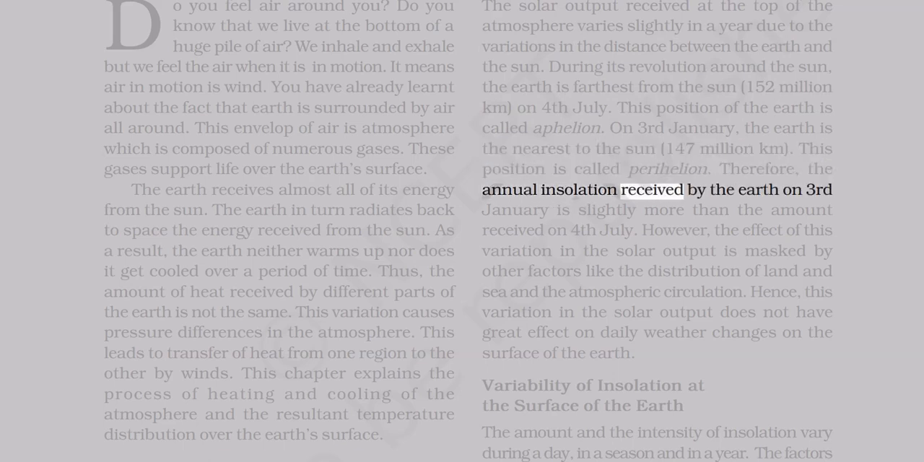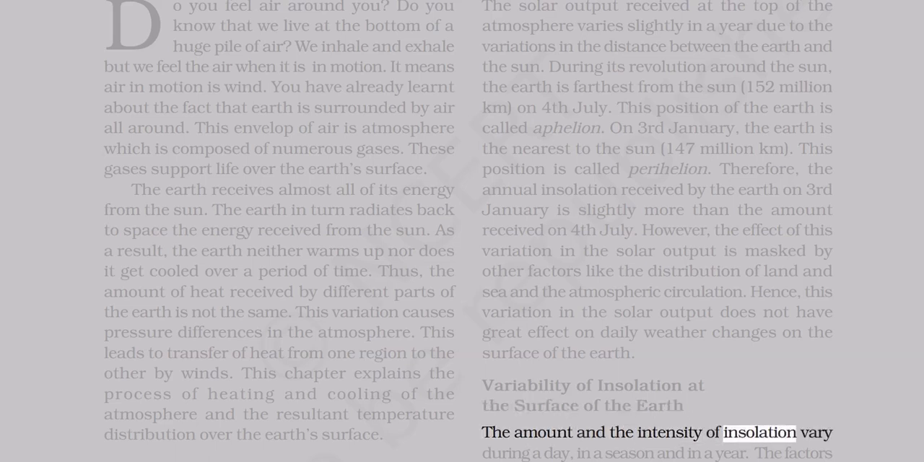Therefore, the annual insolation received by the Earth on 3rd January is slightly more than the amount received on the 4th of July. However, the effect of this variation in the solar output is masked by other factors like the distribution of land and sea and the atmospheric circulation. Hence, this variation in the solar output does not have great effect on daily weather changes on the surface of the Earth.